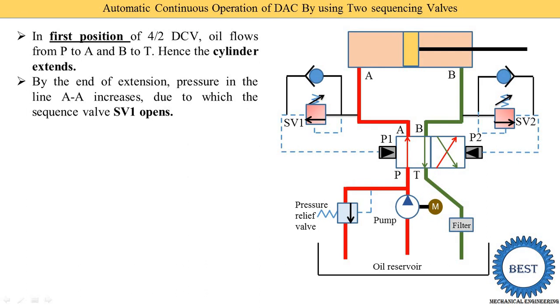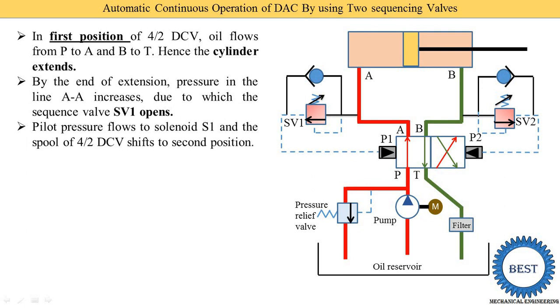Due to this increase in pressure on the AA line, here you see this red color line is the AA line. On this line the pressure is increased because the oil is not going. Due to this, the sequencing valve SV1 opens. So when the pressure in this AA line is increased, the sequencing valve opens. So pilot pressure flows to the solenoid S1, or P1, and the spool of the 4/2 DCV is shifted to the second position.